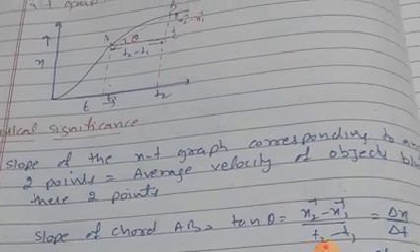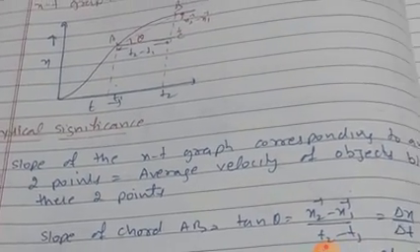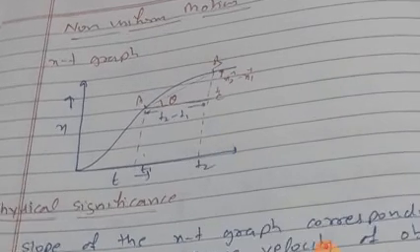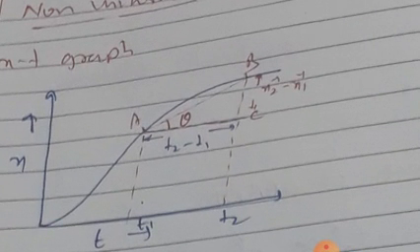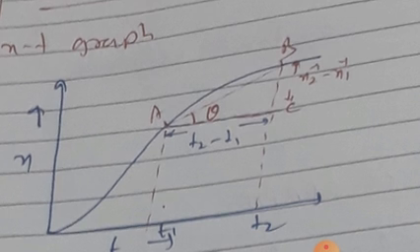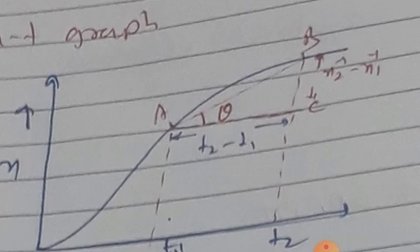First, the slope of the xt graph corresponding to any 2 points is equal to the average velocity of the object between these 2 points. For example, suppose we evaluate the slope of the graph between 2 points A and B. Again, at point A, just like in the last graph, the coordinates of A are x1, t1 and the coordinates of B are x2, t2. So the particle is going from A to B, which means the displacement is x2 minus x1 in t2 minus t1. And if we connect A and B, then we'll get a straight line.